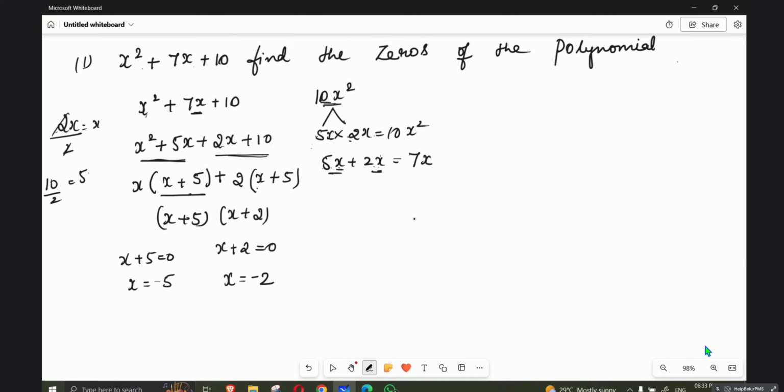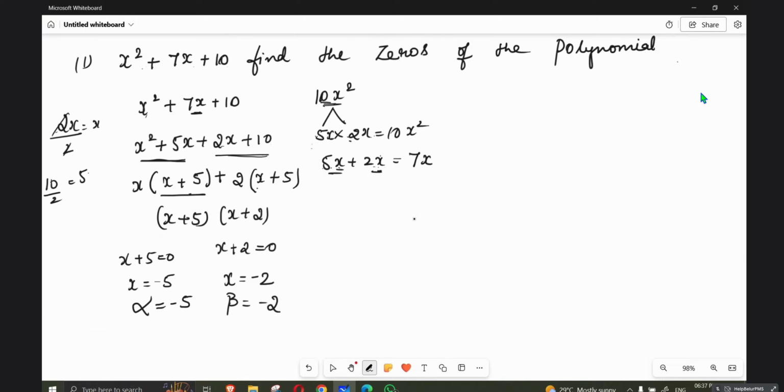So these two are called the zeros of the polynomial. Same thing we tried with x = -2, right? We got the answer equated to 0, correct? So that was the zero of the polynomial. We are using this method to find the zeros of the polynomial, and we call them alpha = -5 and beta = -2. Okay, clear?